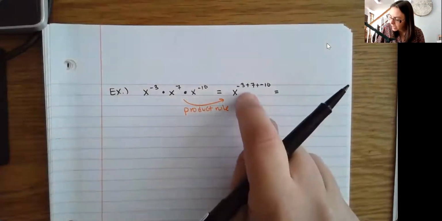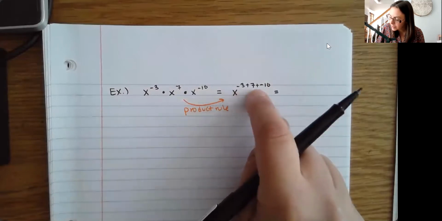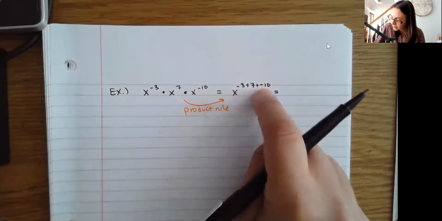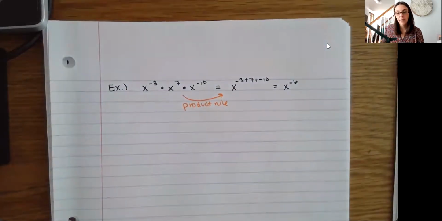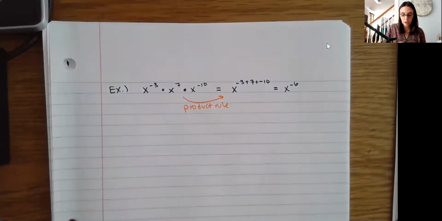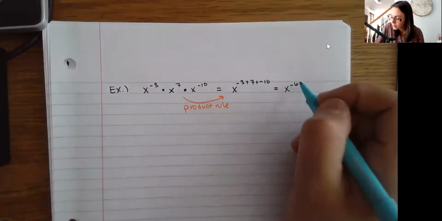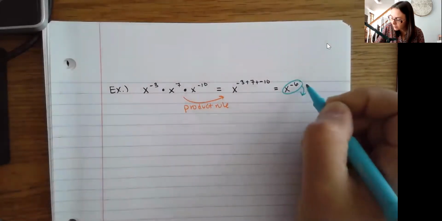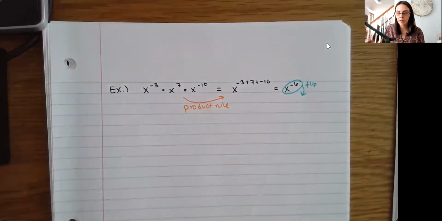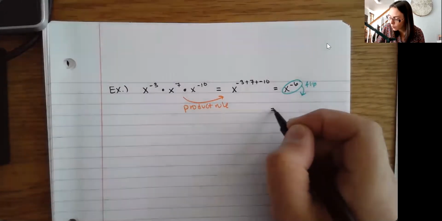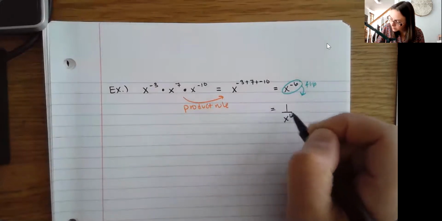So here, I have negative 3 plus 7 is positive 4 plus negative 10 is negative 6. So I have x to the negative 6. And now I look at it again and ask, is there anything else I can do? And there is. I can go ahead and flip, because I see a negative exponent. I always want to clear out those negative exponents. So I have 1 over x to the 6th.